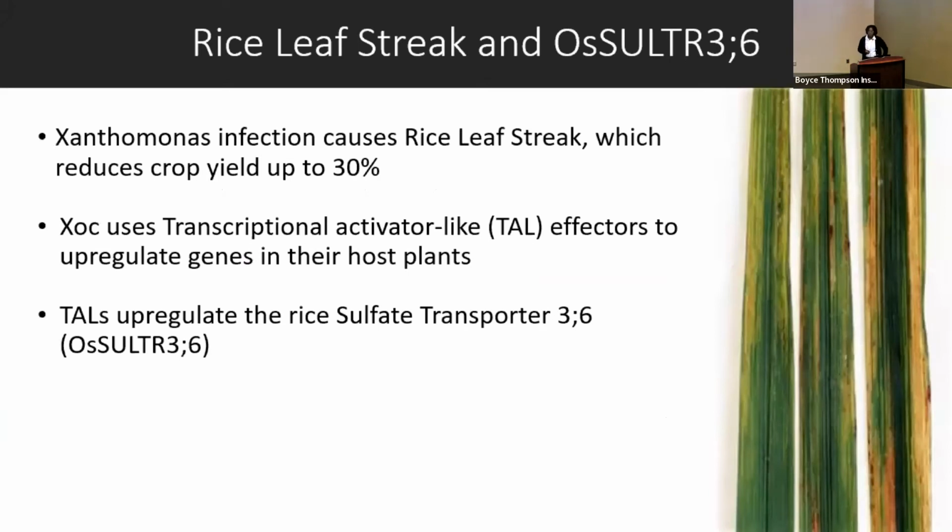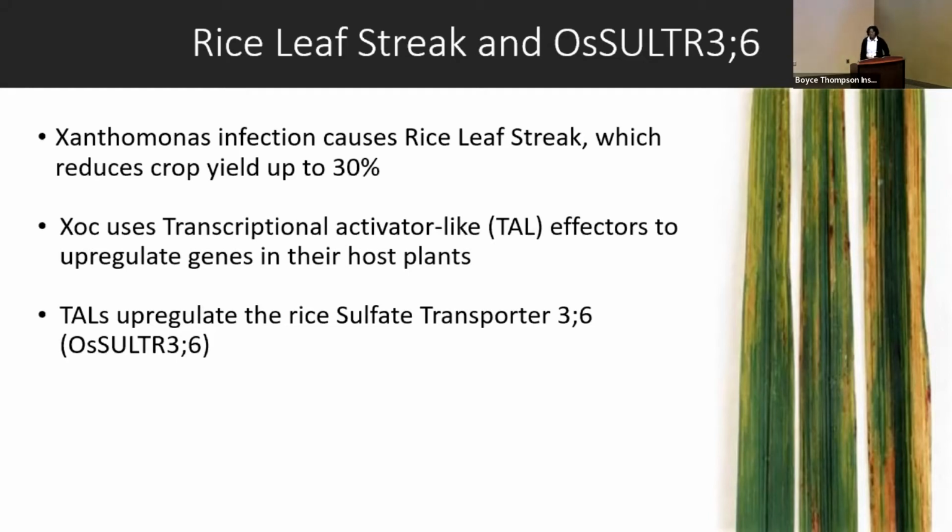Rice is one of the world's most important crops and is essential for feeding the growing human population. While there are several prominent rice diseases, rice leaf streak has become a growing threat as more productive rice varieties are cultivated, which have been found to have greater sensitivity to the bacteria that causes it. Here you can see the streaks that are caused by rice leaf streak. They create large, wet, necrotic lesions that can reduce crop yields up to 30%.